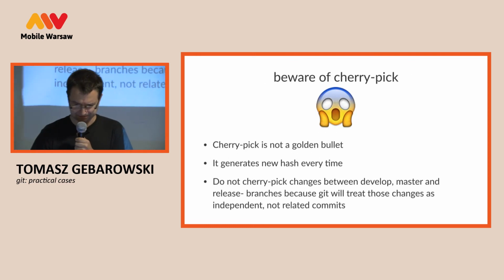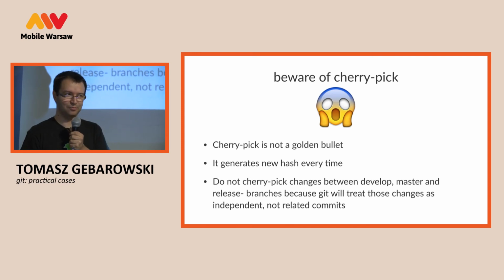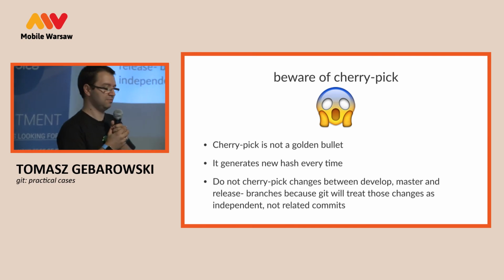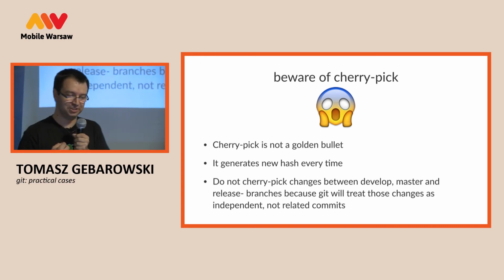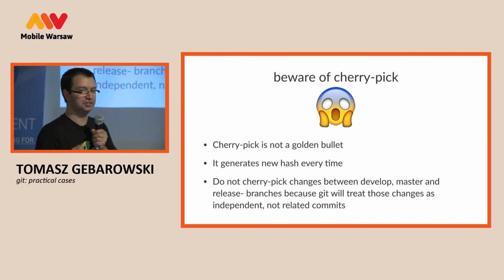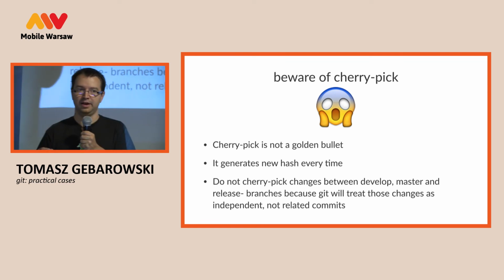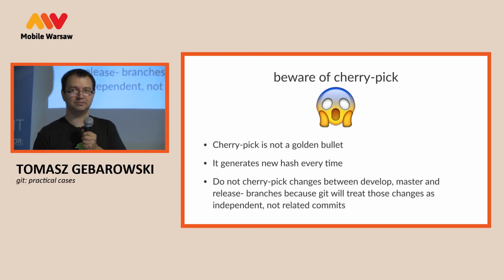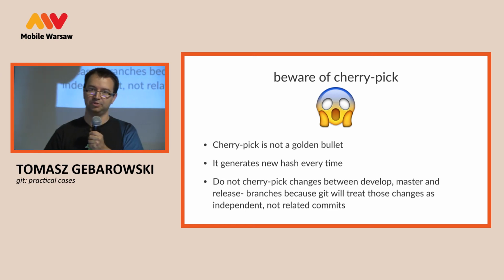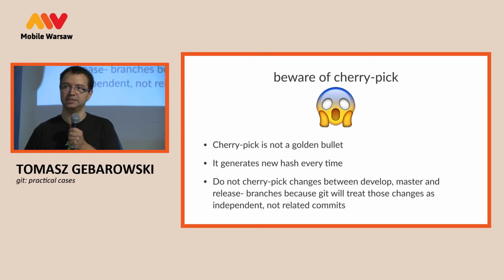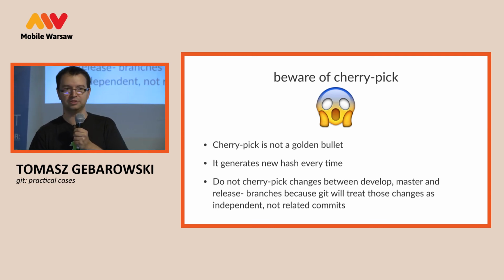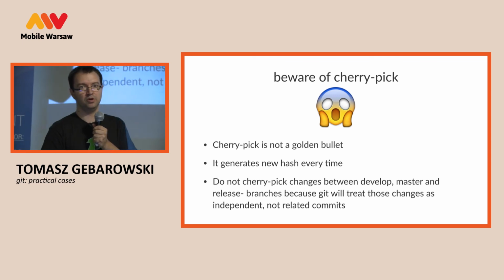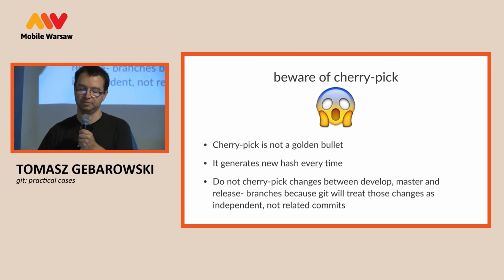And the last thing, I think it's one of my preferences, because I meet it quite frequently, that I would like to mention is that you shouldn't treat cherry pick as some kind of silver bullet. When you are cherry picking the changes, you are in fact creating a new hash for this commit. So Git treats those commits as individual commits. And it's not good because later when you want to merge the branches, you may have some duplicated commits or some conflicts because of that.